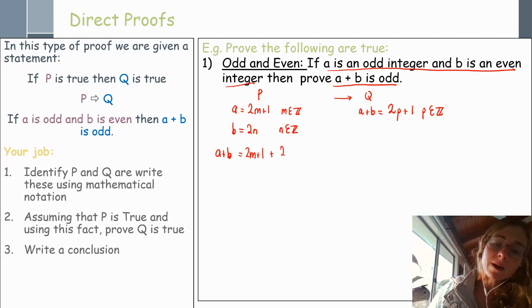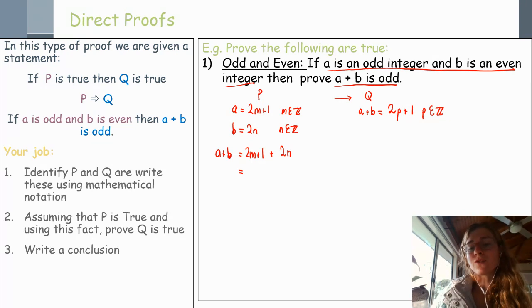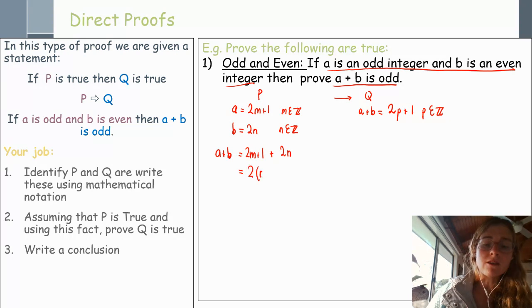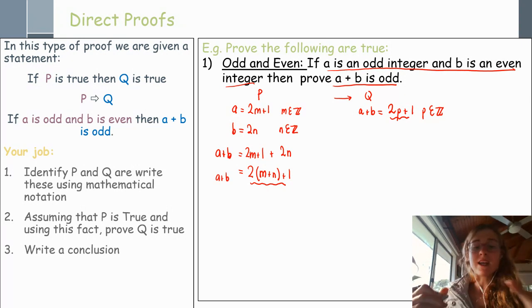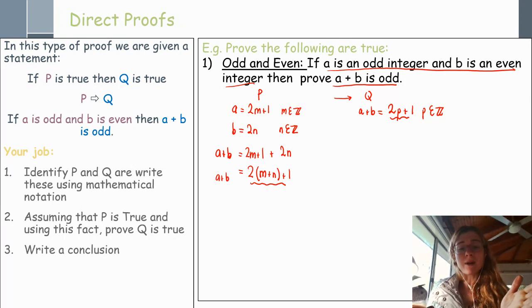Plus B, well, B is 2m. Okay, that doesn't quite look like the form that I've got for Q, but I can help. Maybe let's take the 2 out the front of the m and m. I'll get 2m plus n plus 1. Now notice, these look exactly the same. A plus b equals 2 times some number, m plus n plus 1.